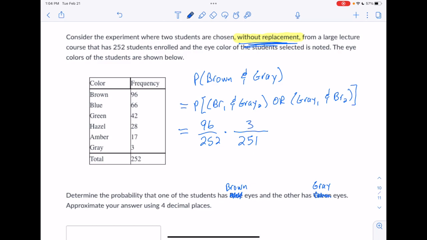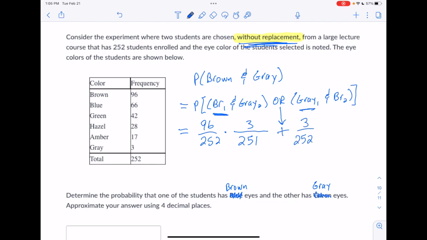Now that's brown first and gray second, but then we have this or for the other option, and these 2 options are mutually exclusive, so we can just change the or to a plus. They're mutually exclusive because it can't be that the person who was chosen first had brown eyes and gray eyes, so there's no overlap between these 2. And now we just do it in the other order. What's the chance the first person picked had gray eyes? Well, that would be 3 out of 252.